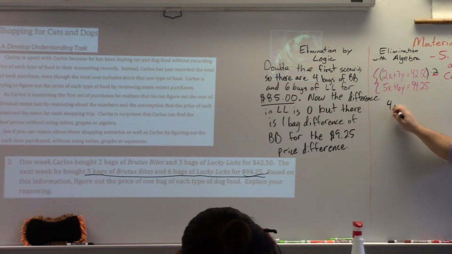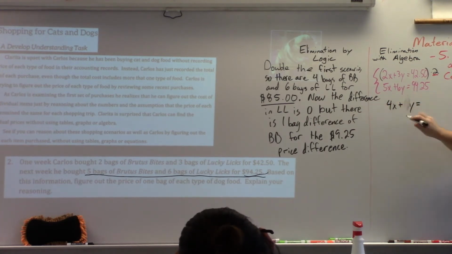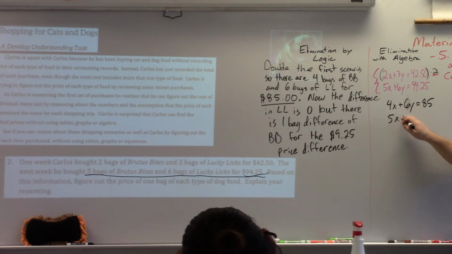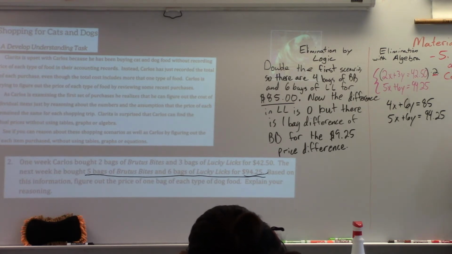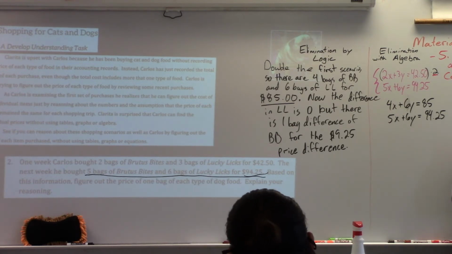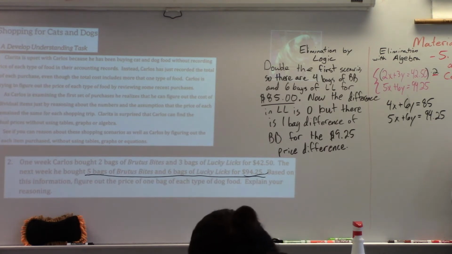But now I have 4x plus 6y is equal to $85. And I already had 5x plus 6y is equal to $94.25. Does that look familiar? This is just an algebraic, succinct way to write this. Common math thing to do.